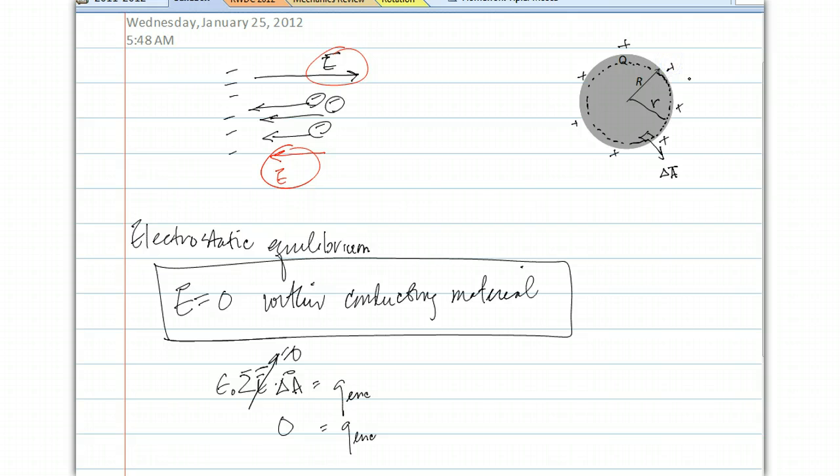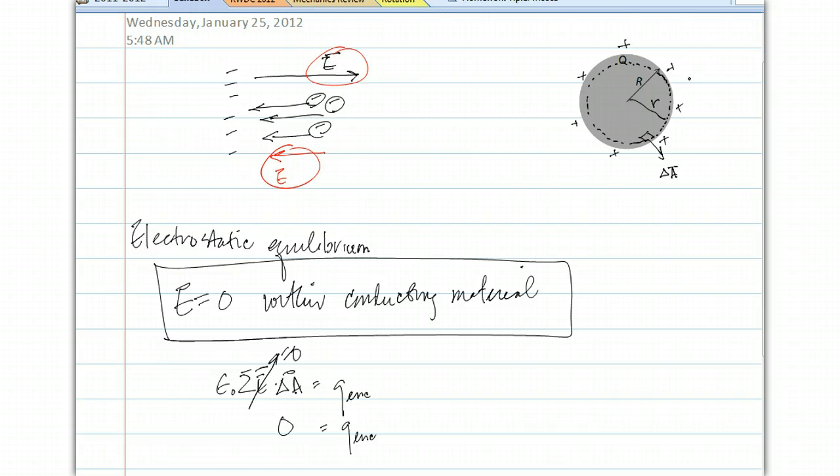So whenever you charge a conducting material, the charge will exist on the surface of the material, not within the material. If it's a non-conducting material, then we can embed charges within the material. We can have a uniformly charged non-conducting sphere. However, for a conducting sphere, if we charge it, the charge will reside on the surface, only on the surface.